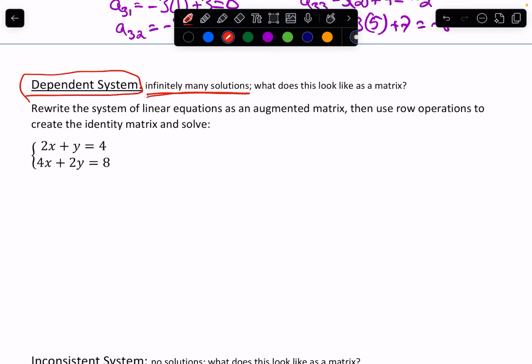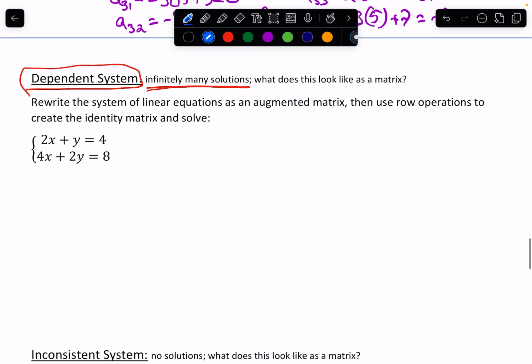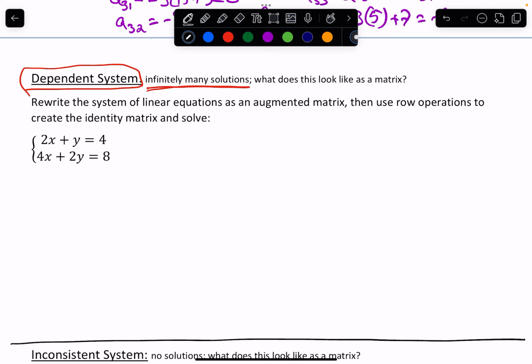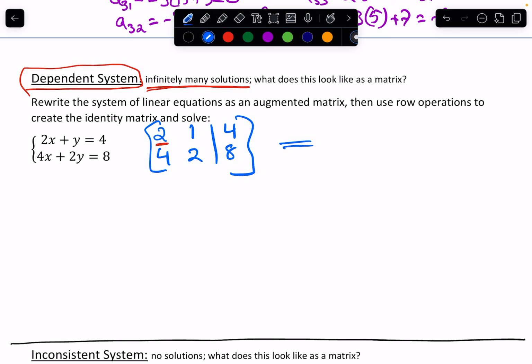So we're going to go ahead and rewrite this as an augmented matrix, and then use row operations to create the identity matrix. So we're starting with 2, 1, and 4, 4, 2, and 8. Okay, so our goal is, again, to get this one right here to a 1. So we're going to multiply the whole row 1 by the reciprocal, a half.